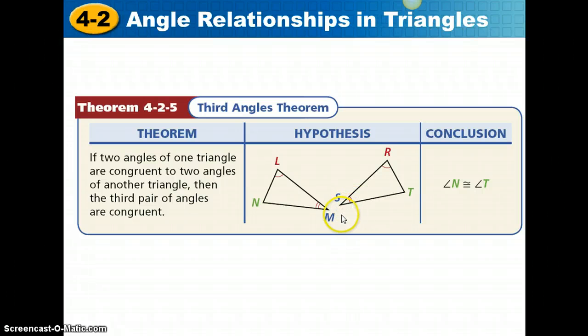Because of the fact that all the angles in a triangle must add up to 180, and we have congruent pairs here and here, then the measure of angle N and the measure of angle T must be the same, so they are congruent.